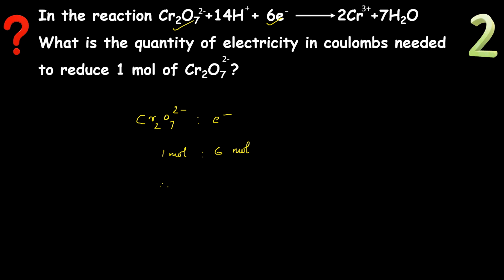So here the question is 1 mole of dichromate. So we get n is equal to 6. Number of moles of electrons required is 6. So n is equal to 6, Q is equal to nF. We are using the formula Q is equal to nF. So it is 6F, which is 6 Faraday. That is 6 × 96,500 coulombs. And you get the answer.